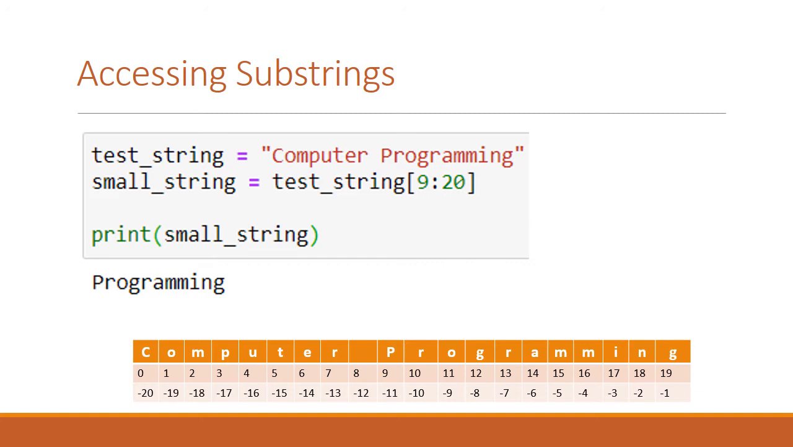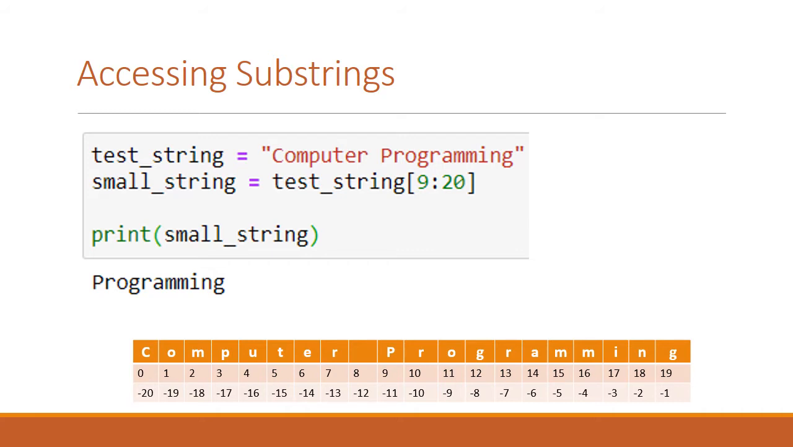Here's an example of code where we can retrieve a substring from a given string. So for example, we have the string computer programming. We assign it to the variable test string. Now we want to access a substring of test string, and we specifically want all the characters starting at position 9 and up to but not including position 20.